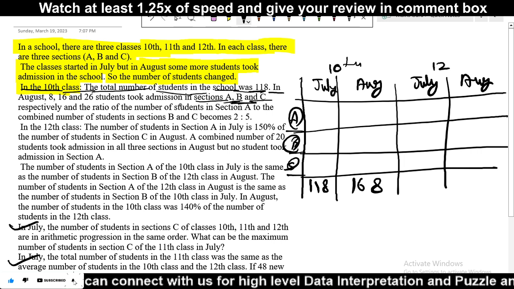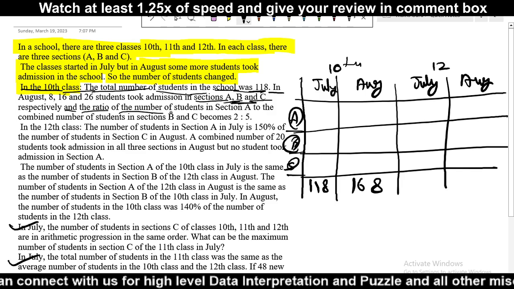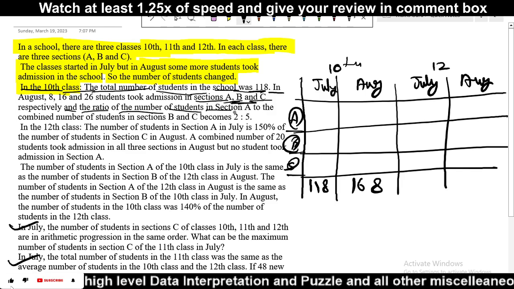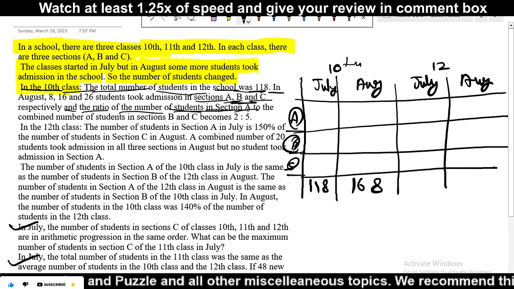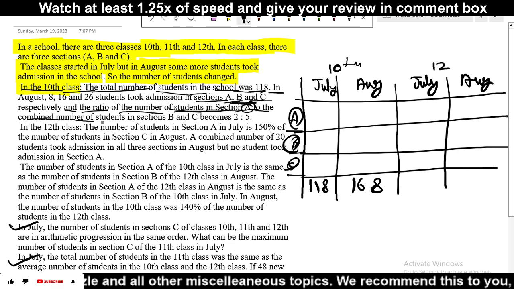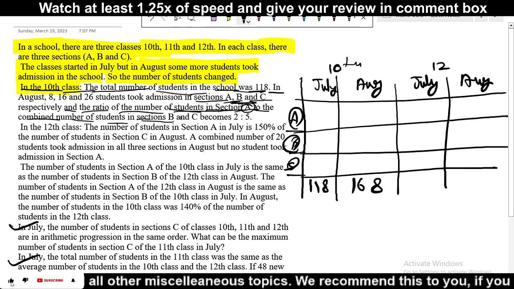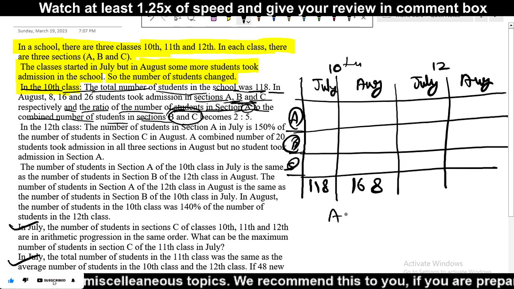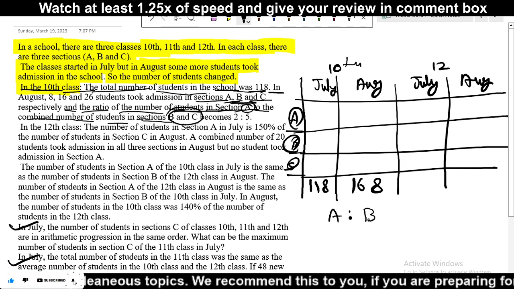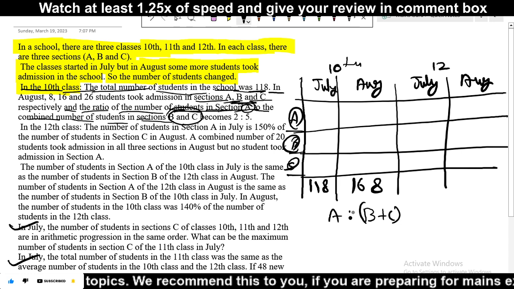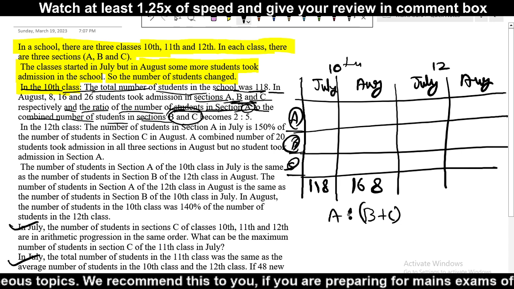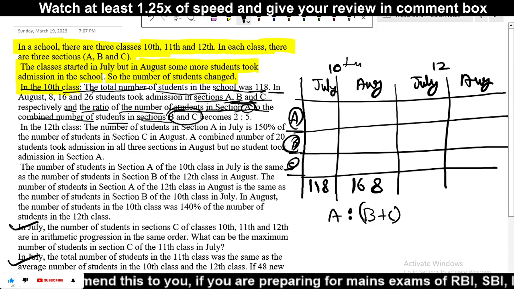What it is saying is: the ratio of the number of students in section A. Read this clearly, don't be confused. The ratio of the number of students of section A to the combined number of students in section B and C. Hope you understand what it is saying: A to B and C combined. It is not saying individually; it is saying A individually, and B and C we have to take together. What is the ratio?